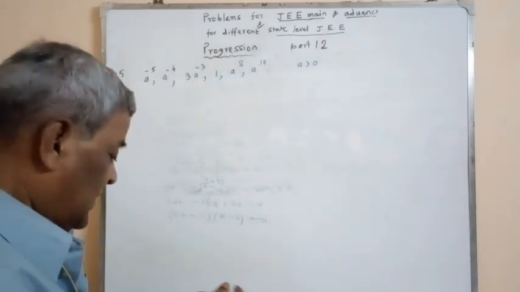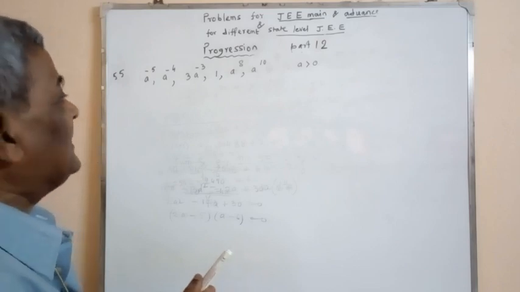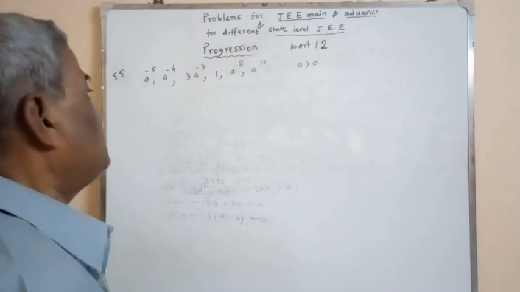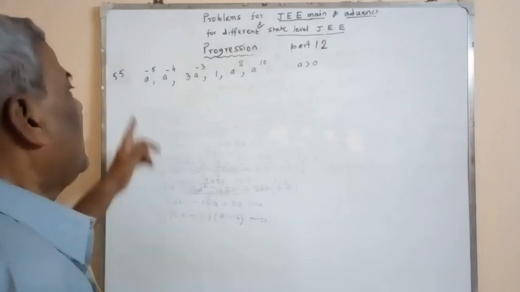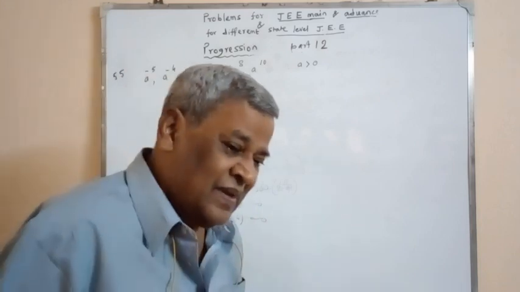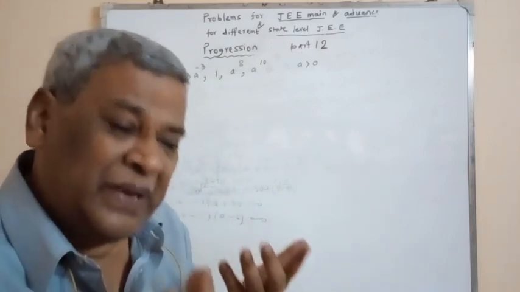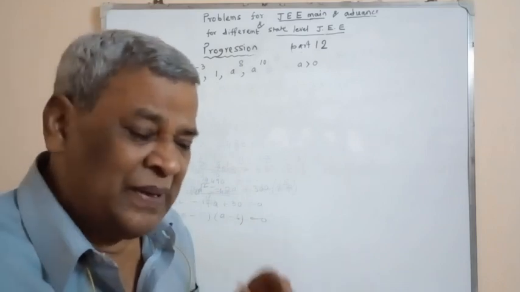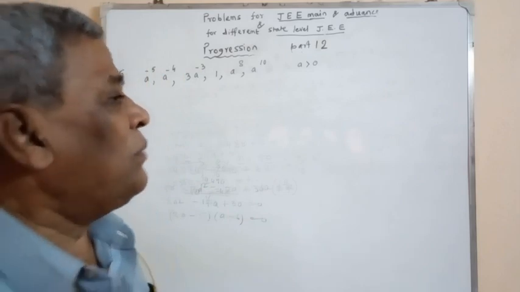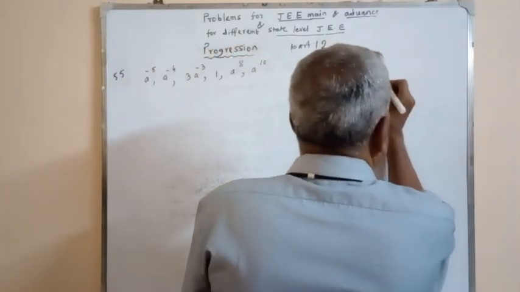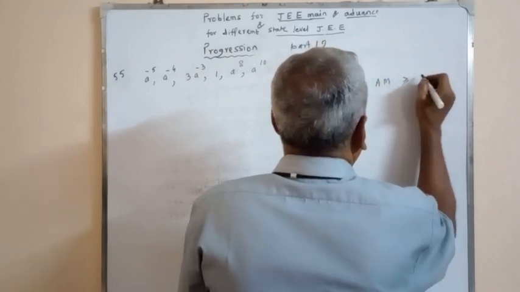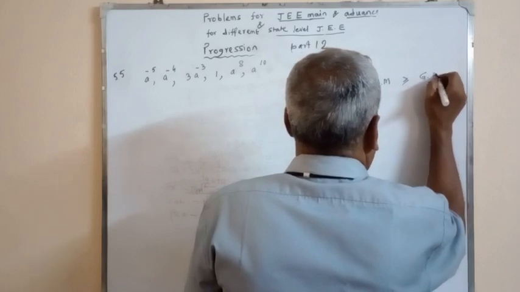In this case, a is positive and real. This is given. So we have to obtain the minimum value of their sum. Sum of minimum value or product of maximum value, this type of problems can be solved simply by using the fact that the arithmetic mean of a few numbers is greater than or equal to their geometric mean.